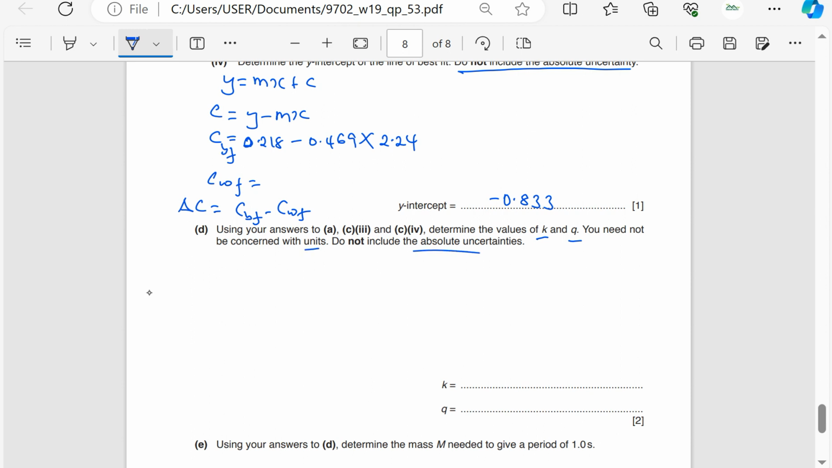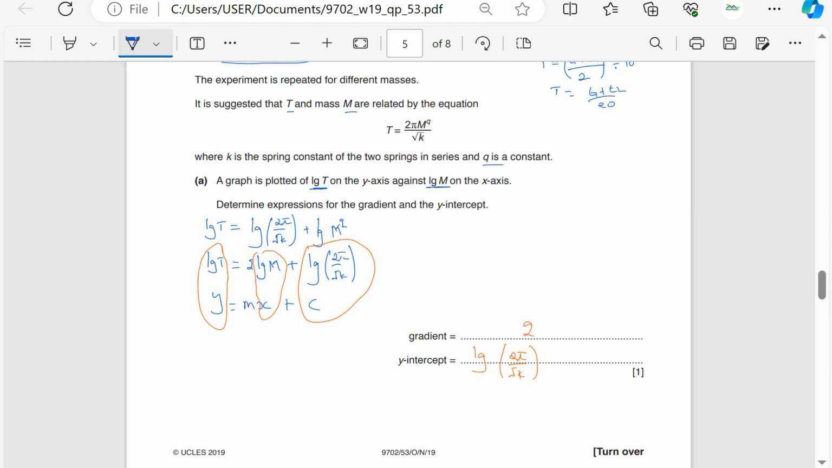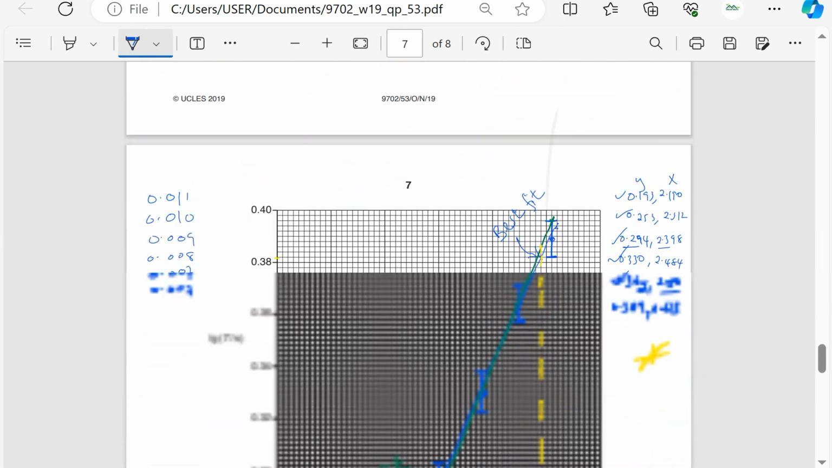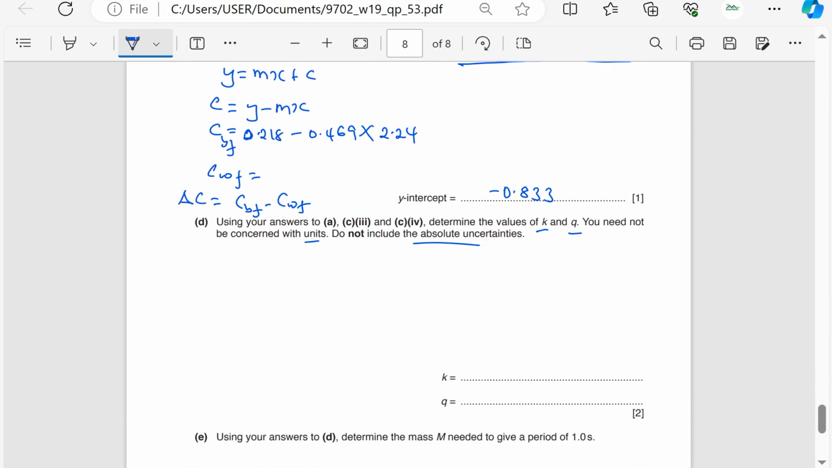So remember from where we started, initially on the first page, we saw that the gradient was Q and the y-intercept was log of 2 pi over root of K. Gradient is Q, y-intercept is log of 2 pi over root K. So I'll just use those here. So the gradient is equal to Q. We don't need to mind about the units. So this is 0.469.